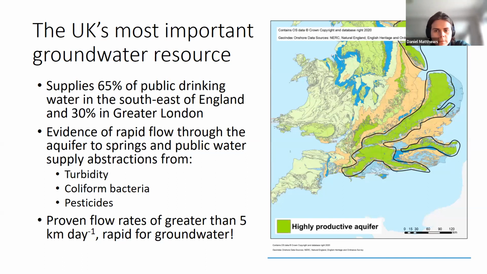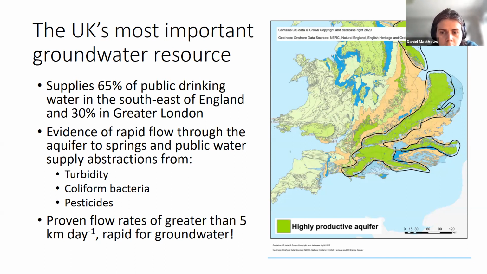Okay, so the chalk aquifer is the most important groundwater resource in the UK. It's designated as a highly productive aquifer, and its extent is outlined on the map on the right-hand side. It supplies around 65% of public drinking water to the southeast of England, and around 30% in Greater London.